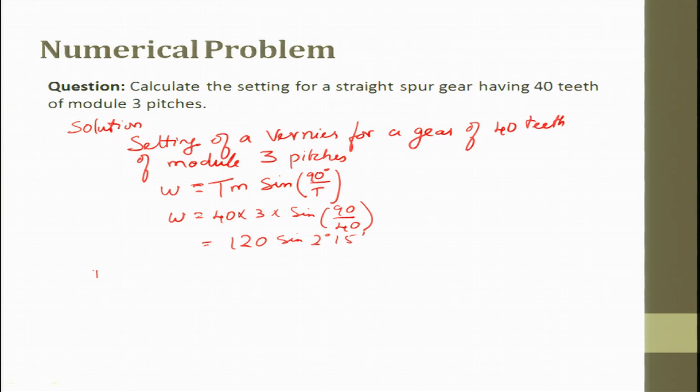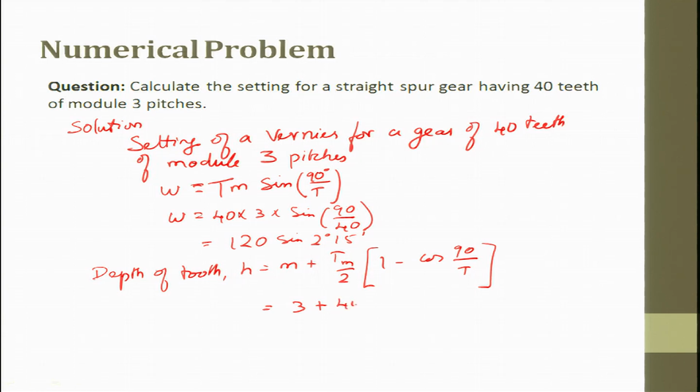So, the next is depth. Depth of tooth is given by the formula H equal to M plus Tm by 2 into 1 minus cos 90 by T, which is 3 plus 40 into 3 divided by 2 into 1 minus cos 90 by 40, which is equal to 3.042 millimeter. Okay. So, this is the formula.